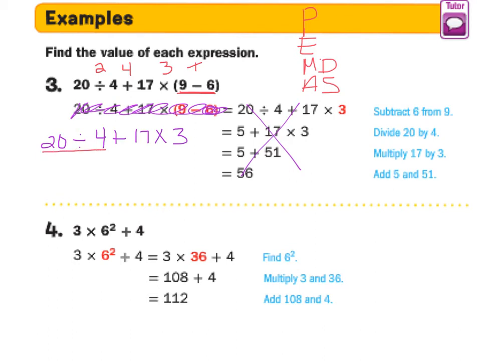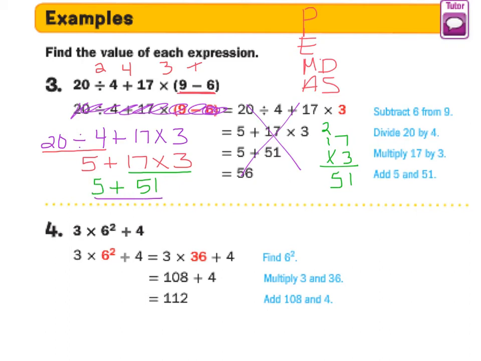I'm going to do the division. So 20 divided by 4 is 5. And now you rewrite the expression. Step 3, we said we were going to multiply. So 17 times 3. 7 times 3 is 21. Carry the 2. 3 times 1 is 3 plus 2 is 5. So we get 51 plus 5. And now I'll go ahead and do 5 plus 51, which equals 56.